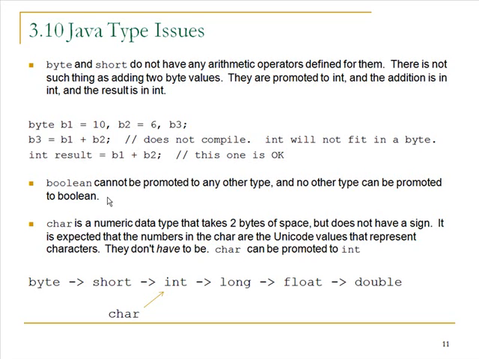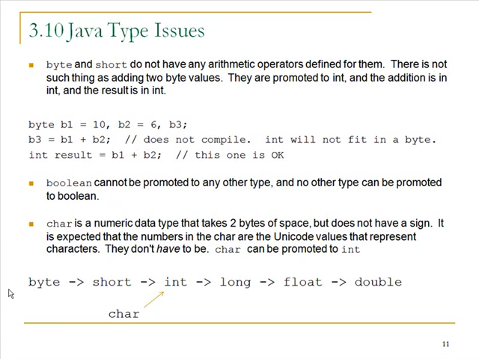The Boolean data type doesn't play with any of the other data types. There is no Boolean cast operator because nothing can be cast to a Boolean, true or false, and a true or false value cannot be promoted to anything else.